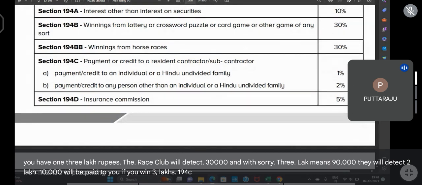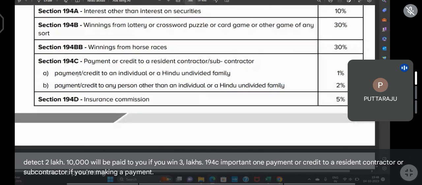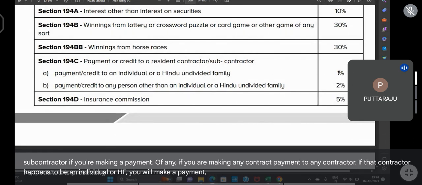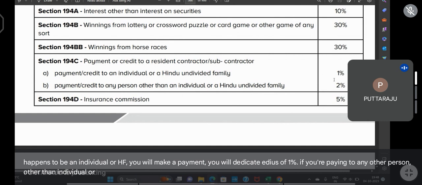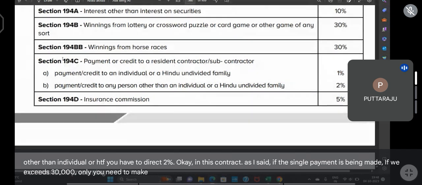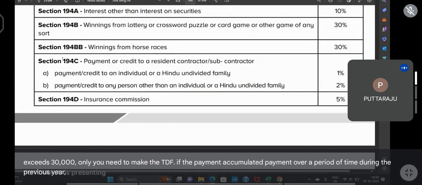194C, an important one, payment or credit to a resident contractor or subcontractor. If you are making any contract payment to a contractor, and that contractor happens to be an individual or HUF, you will deduct TDS of 1%. If you are paying any other person other than individual or HUF, you have to deduct 2%. In this contract, if a single payment exceeds 30,000, only then you need to make the TDS. If the accumulated payment over a period of time during the previous year exceeds 1 lakh, then you will have to make the TDS payment.